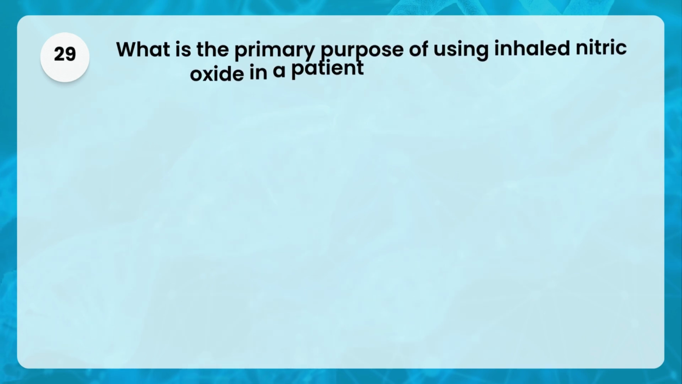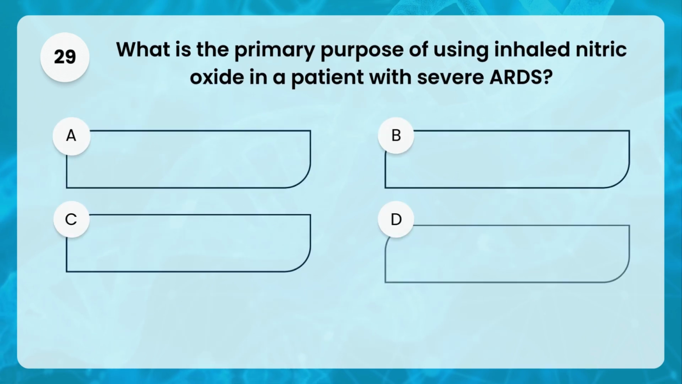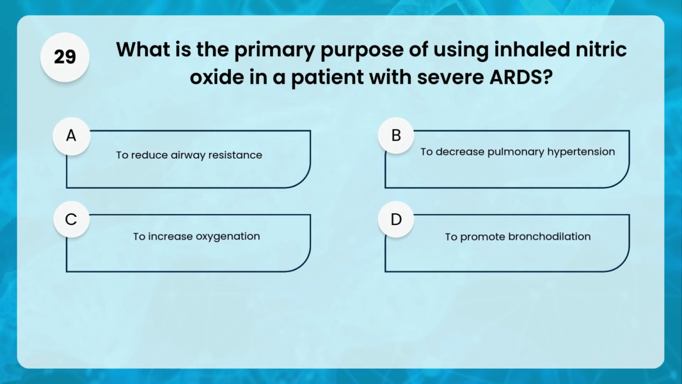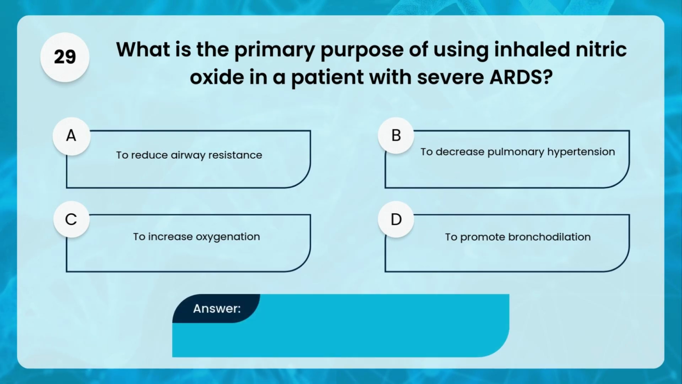29. What is the primary purpose of using inhaled nitric oxide in a patient with severe ARDS? A. To reduce airway resistance. B. To decrease pulmonary hypertension. C. To increase oxygenation. D. To promote bronchodilation. The answer is B. To decrease pulmonary hypertension.